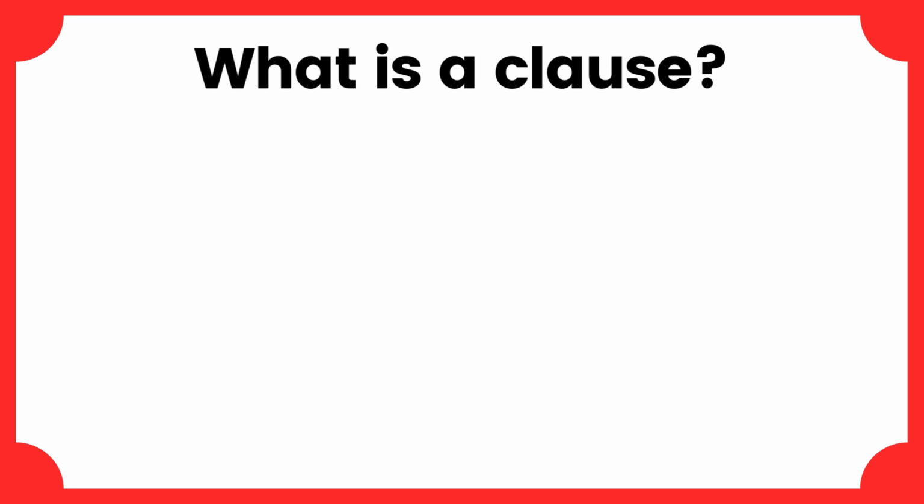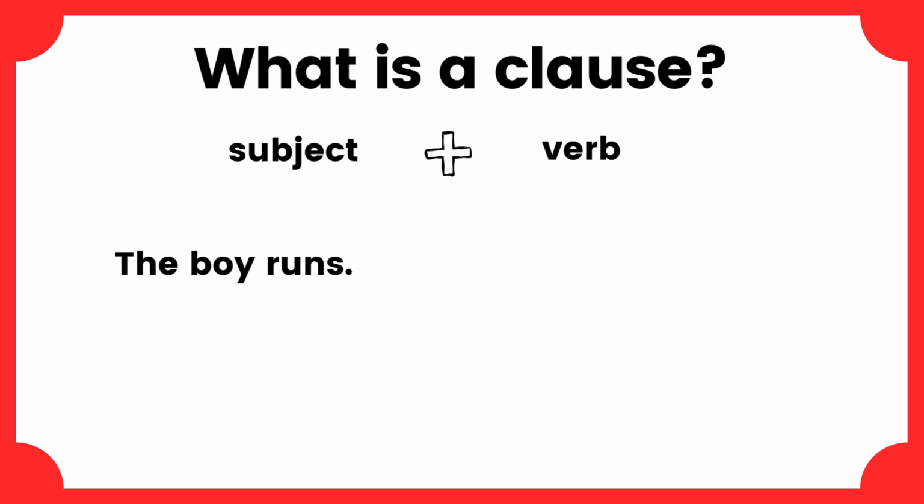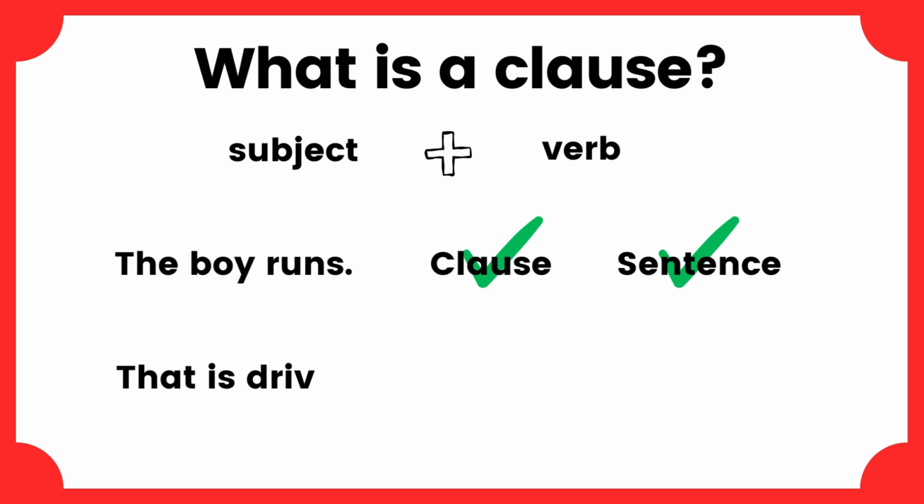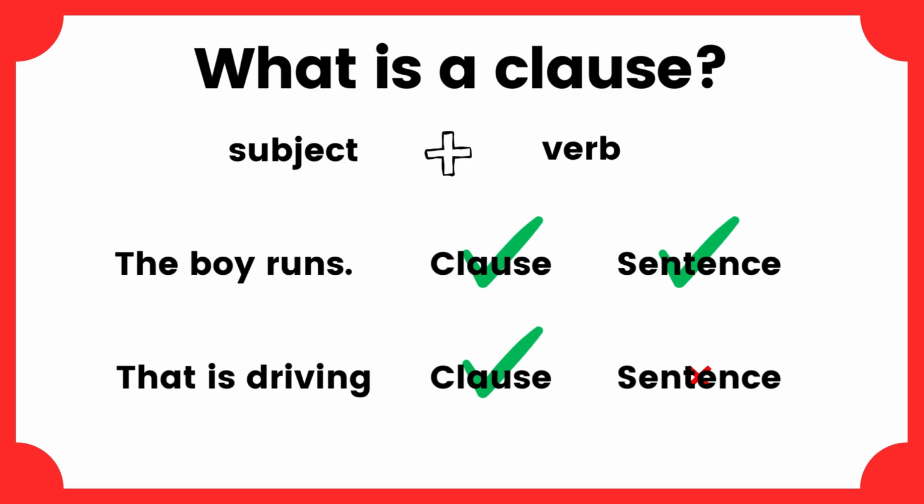First, let's talk about clauses. What on earth is a clause? A clause is a group of words that contain a subject and a verb. They can form a simple sentence, or they can be only part of a sentence. For example, "the boy runs" is a clause. It is also a simple sentence. "That is driving" is a clause, but it is not a complete sentence.